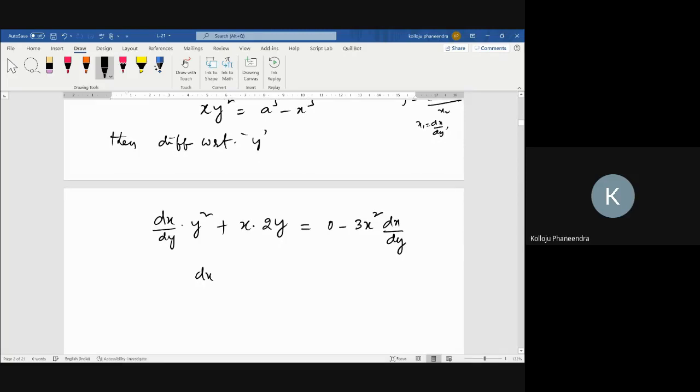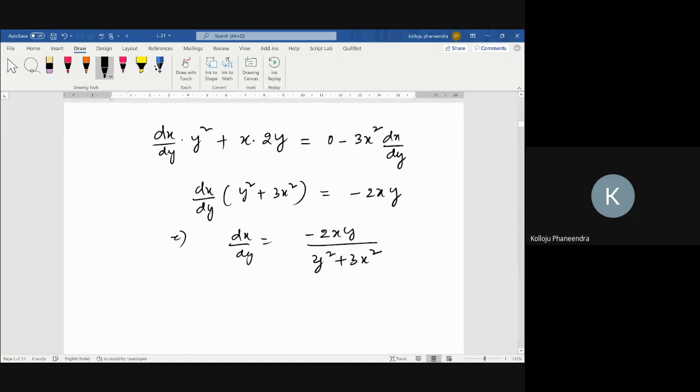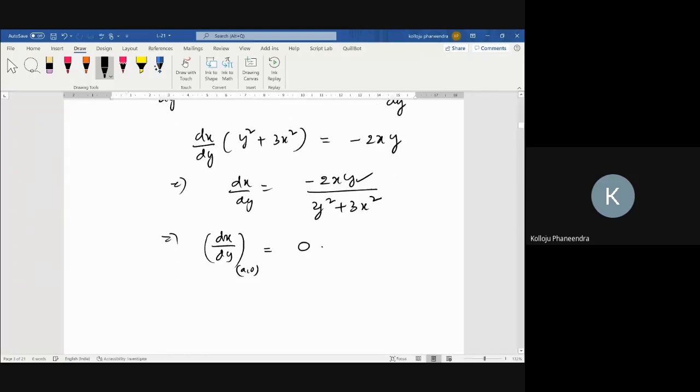Now take dx by dy terms together and take common. This is y square, and this one comes to the left side. This is plus 3x square equal to, the remaining part is minus 2xy, right? So dx by dy value is now minus 2xy by y square plus 3x square. This is dx by dy. Now, evaluate this dx by dy. What is the required point? A comma 0. So what you are getting is 0, right? At a comma 0, this y value is 0. Therefore, we are getting 0.